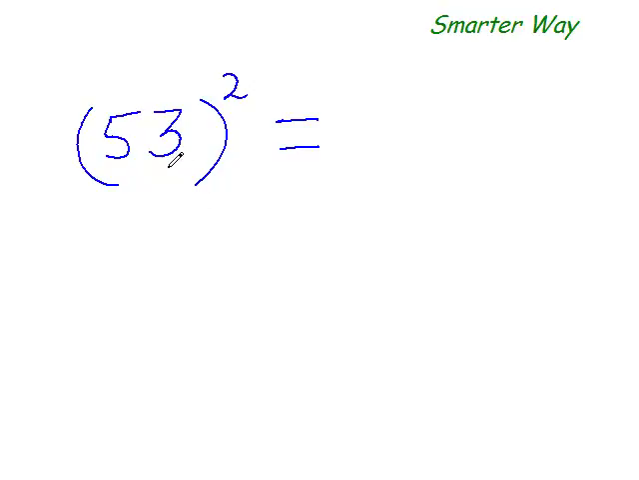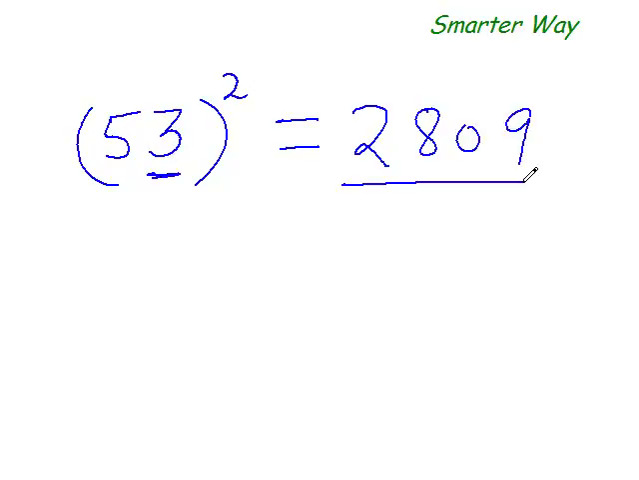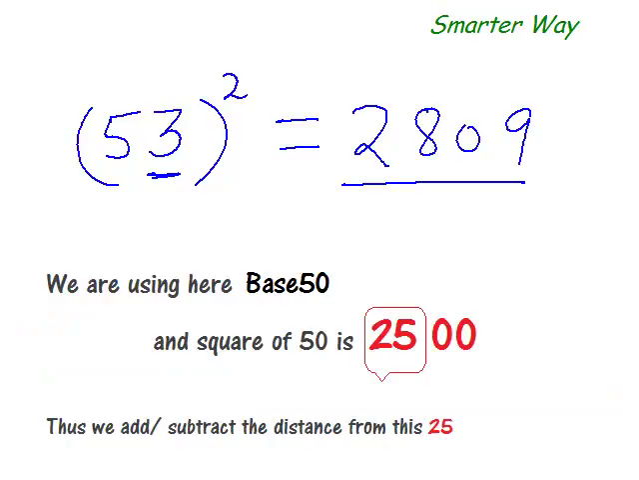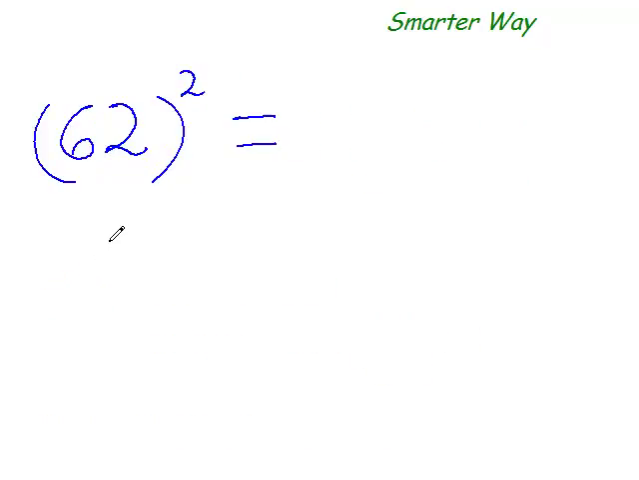So 53 is 3 more than 50. So add that 3 to 25, that is 28. And the square of 3 is 9. So 09. This is your answer. Isn't that easy and effective? So tell me, what is the square of 62?